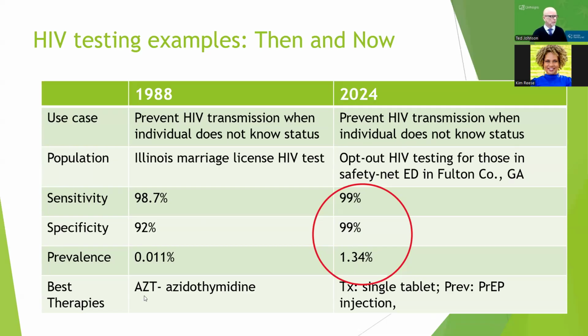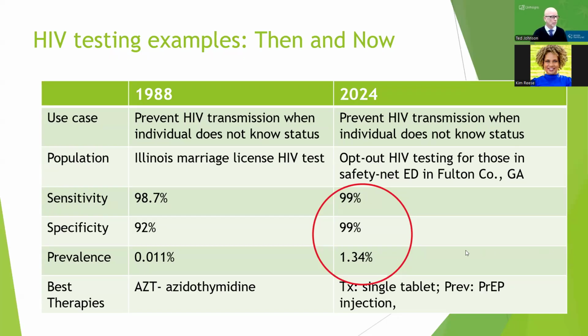And you have to look down here and ask, what's the reason for this? The reason is that the therapies are much better than they were before: multi-agent, single tablet, once daily, sometimes federally funded tablets for treatment of HIV, and then once-yearly PrEP injections for folks, to try to prevent transmission. So very, very, very useful strategies.